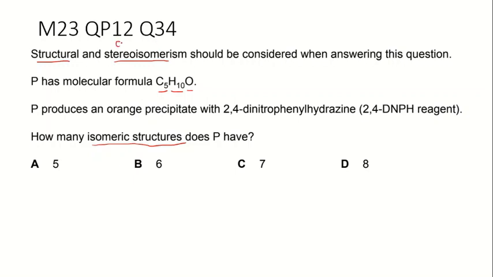So if there's a C-C double bond in the compound, then this compound might show cis-trans isomerism. And if you have a chiral center, a chiral carbon, in a compound, then it will have optical isomers. Okay. Now, this question also tells us that P produces an orange precipitate with 2,4-DNPH. So this tells us that P is a carbonyl compound.